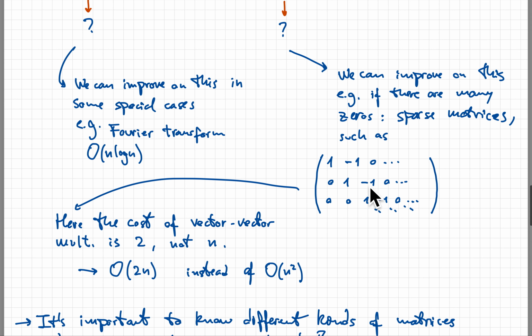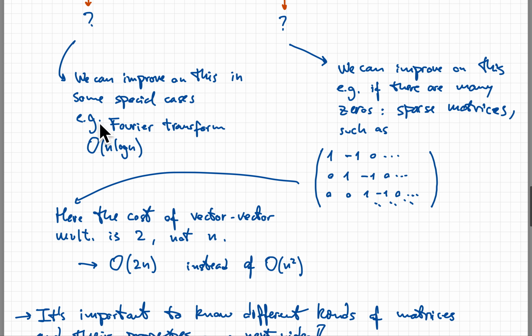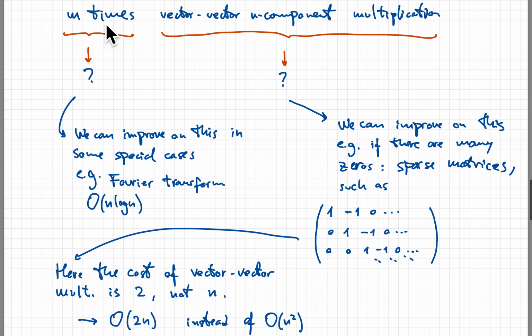So it would scale like n if we didn't know what's going on here. If all these numbers were in principle non-zero, then there's no escape. But if we know where the non-zeros are, and we know that there's only 2 or 3 or a small number of them that doesn't scale with n, then the cost of matrix-vector multiplication would scale like order 2n instead of order n squared. Okay, so that's very different from the Fourier transform case.